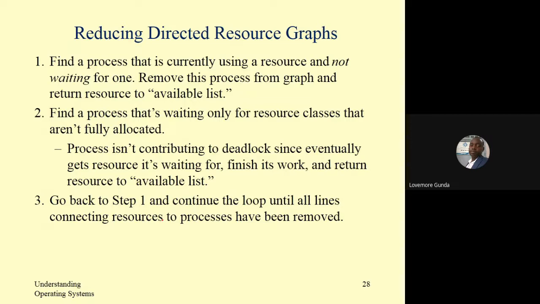Okay. Two, find a process that is waiting only for a resource class that isn't fully allocated. This process isn't contributing to deadlock since, when it eventually gets the resource it's waiting for, it will finish the work and return the resource to the available list. Go back to step number 1 and continue the loop until all lines connecting resources or processes have been removed. That is the process of reducing resource graphs.